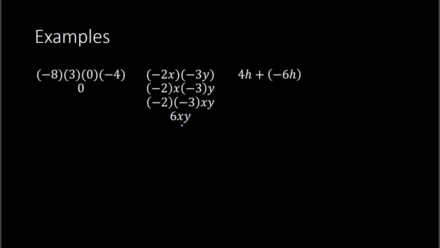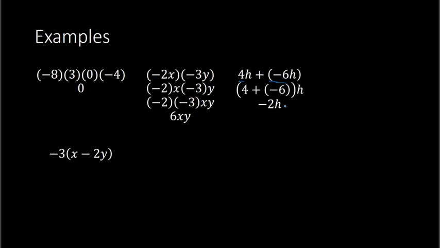Here we have 4h plus -6h. So we can put these together where we are adding the 4 with the -6. So 4 plus -6 can combine, and I combine by adding them together. So 4 plus -6 would equal a -2. So what we have is -2 times h, or -2h.